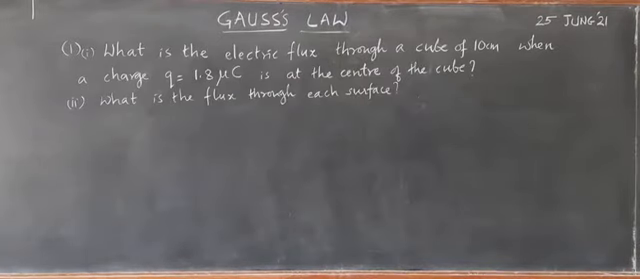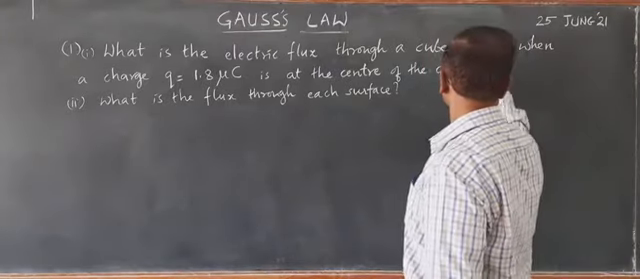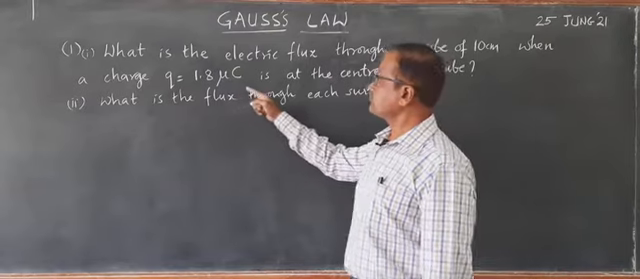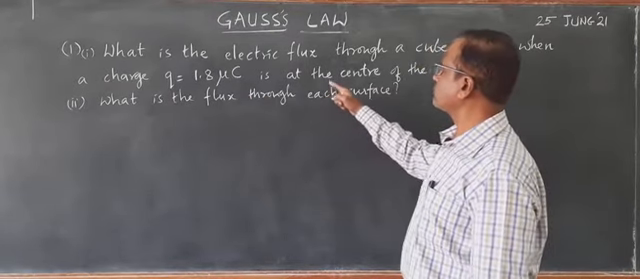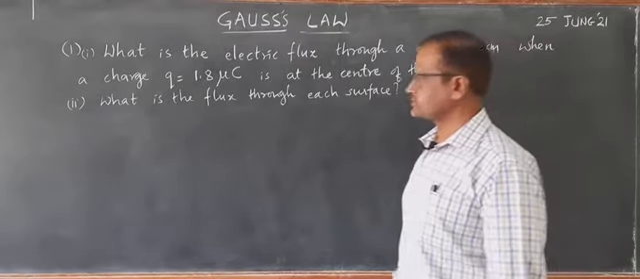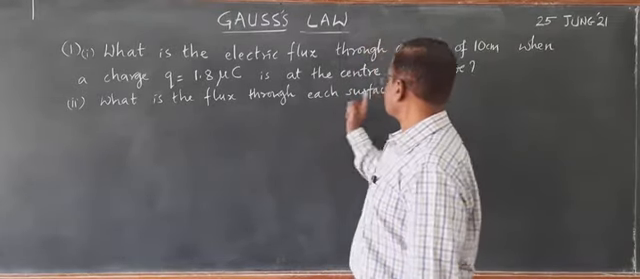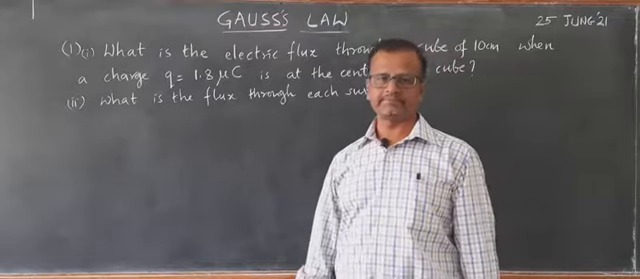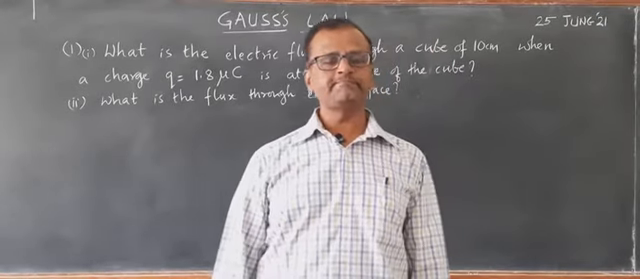Now, look at the problem. What is the electric flux through a cube of 10 centimeter when a charge of 1.8 microcoulomb is present at the center of the cube? This is the first question. What is the flux through each surface? That is the second question. The question is very simple.